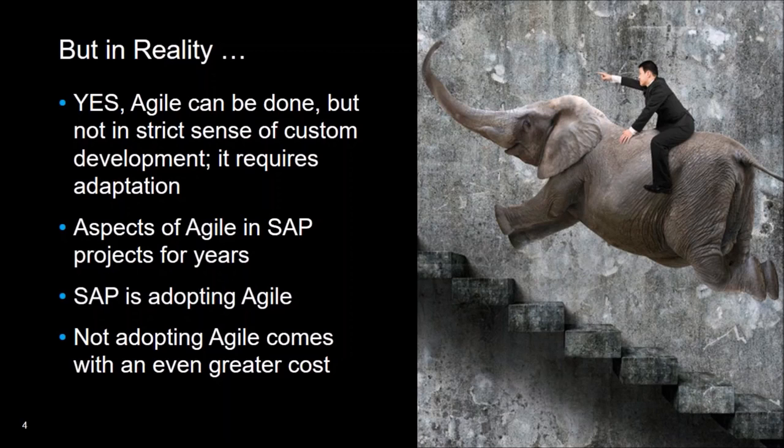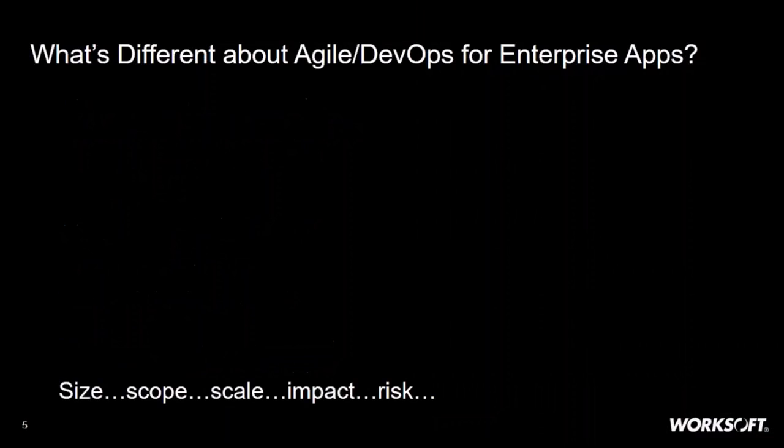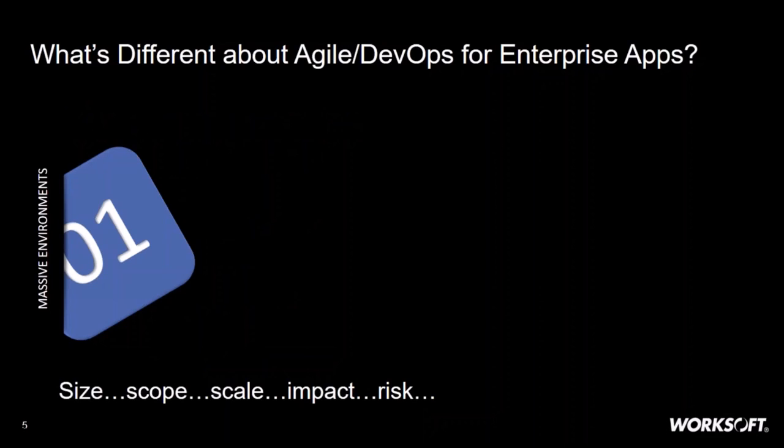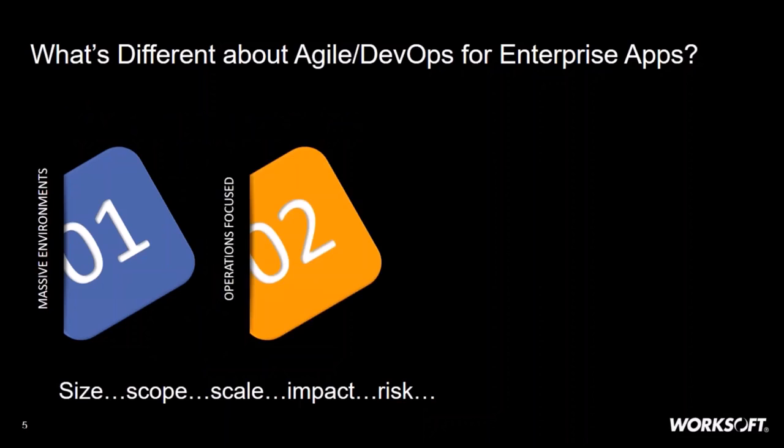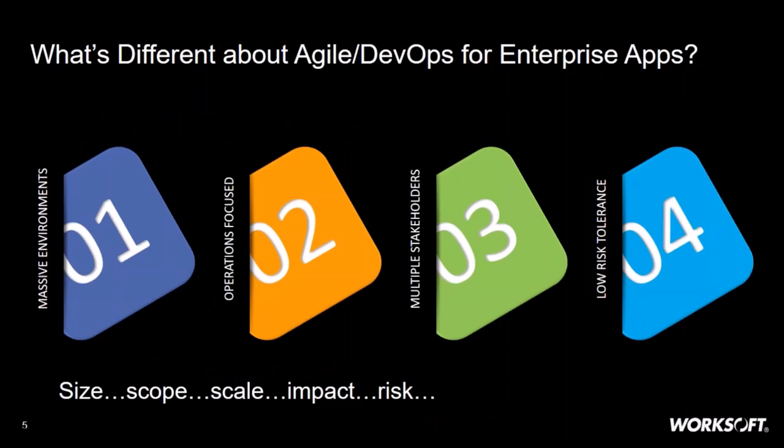So when we talk about Agile, typically from Worksoft, we've frequently talked about Agile from the perspective of DevOps, so from a custom development point of view. For people who are familiar with SAP and haven't done custom dev, that can be a little bit confusing sometimes. I know it was for me. So what I want to do is come at this from an SAP perspective. We all understand how SAP is implemented. So what is different about Agile or DevOps for enterprise apps than for custom apps? It's really on four key factors.